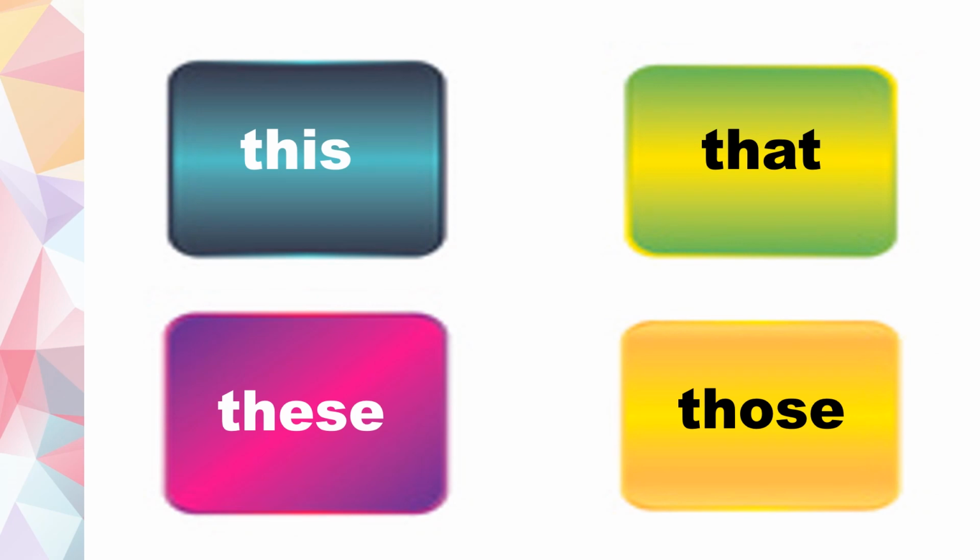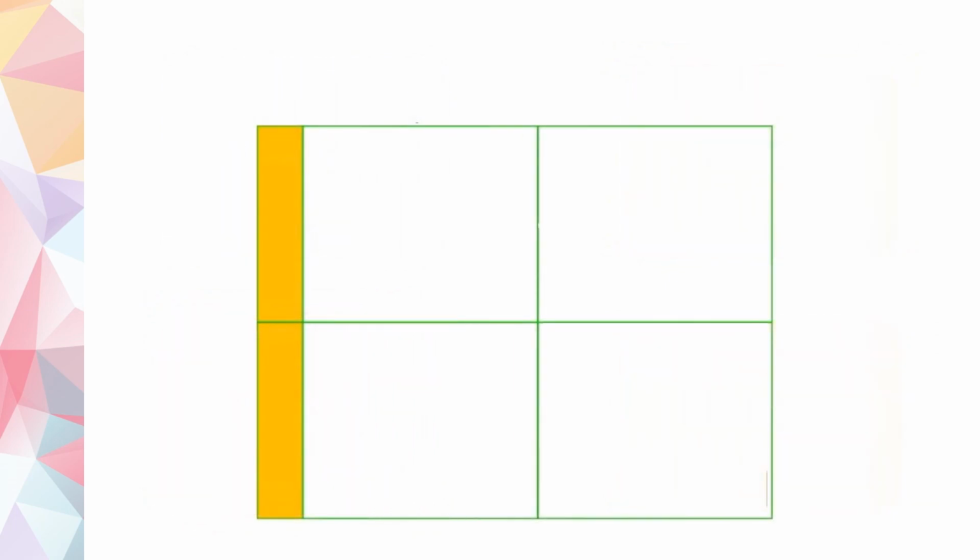If you are wondering, what are these 4 words called? They are called demonstratives. This, that, these, and those. And all these 4 words are used to show the relative distance between the speaker and the noun. Let's go into the details.